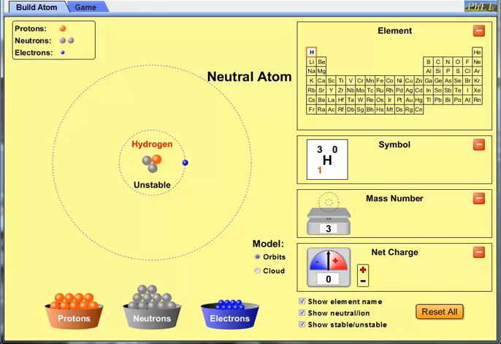Now, this isotope does exist in nature, but not very much. So the minute the nucleus becomes unstable, there's no point in adding any more neutrons into the nucleus because it would just become more and more and more unstable. In fact, this isotope of hydrogen does not exist. Okay, so let's remove the neutrons.